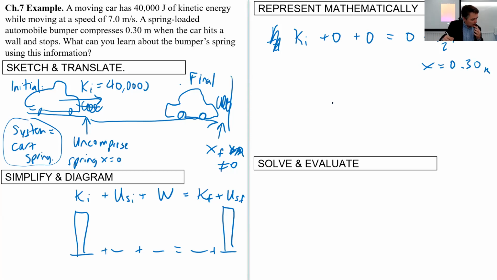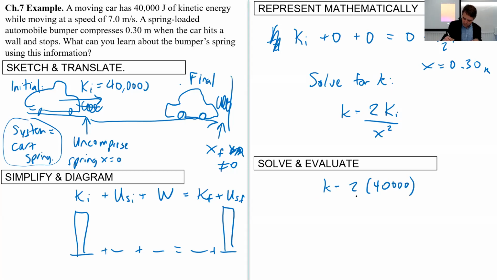Okay. So what I got there is I guess I could solve for K if I want to talk about the spring. I would say that K is equal to 2 times this kinetic energy divided by X squared. So it's equal to 2 times 40,000 divided by 0.3 squared. It's a stiff spring.